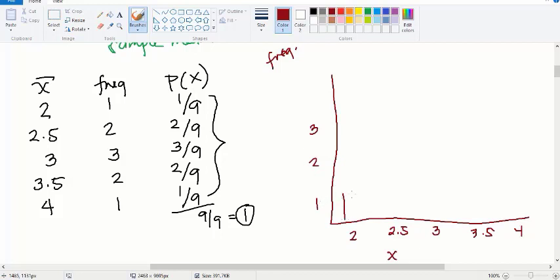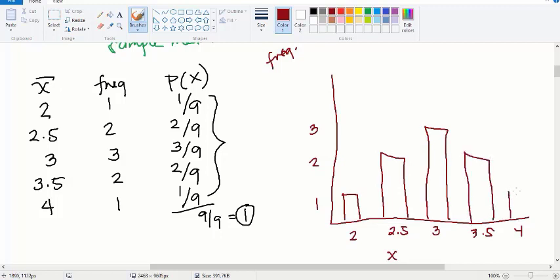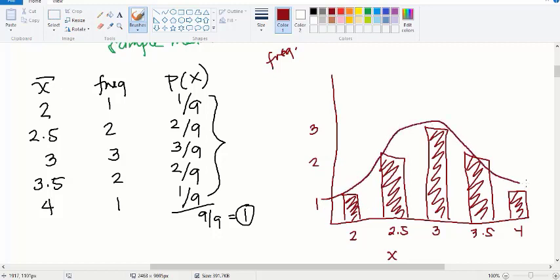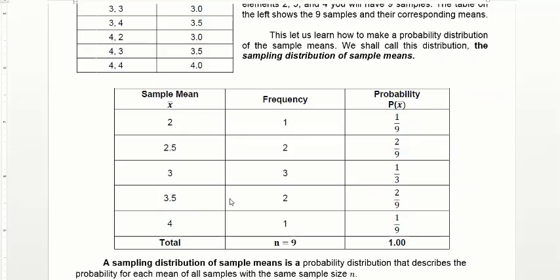So, dito siya banda. Tapos, ang 2.5 naman is 2. So, dito siya banda. Ang 3 naman is aabot sa 3. Ang 3.5 is only 2. And then, ang 4 is only 1. So, this is now the graph of your sampling distribution, which looks like a bell curve. Remember bell curve? Oh. And if it's a bell curve, it's actually a normal distribution. Okay. So, anyway, that is for this one, no?